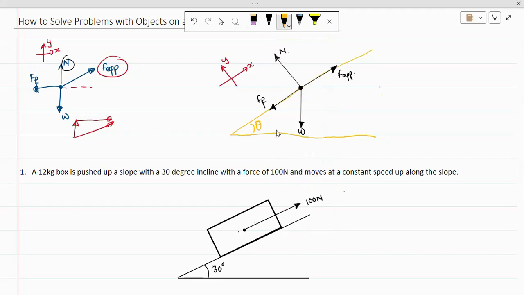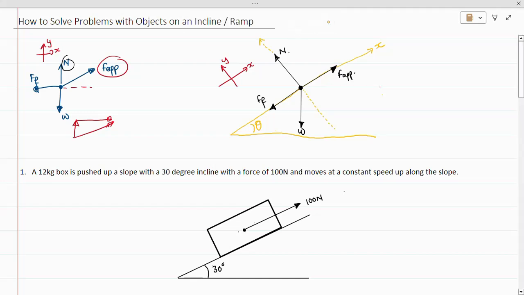So let's come back here. We already have our x-axis, which is in that direction, so we're going to draw this as x. And then our y-axis is going to be perpendicular, so it follows the normal force. This is going to be our y-axis. Hopefully it's visible. The moment we do this, it's very convenient because the normal force is on the y-axis. We don't need to resolve that.